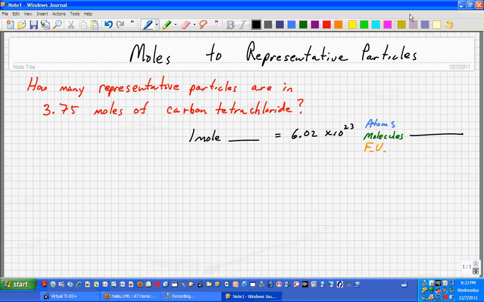We're going to do an example of converting moles to representative particles. The question here is: how many representative particles are in 3.75 moles of carbon tetrachloride? As always, GUESS method. I'm going to start by identifying my given, which is 3.75 moles of carbon tetrachloride, and my unknown, which is representative particles.